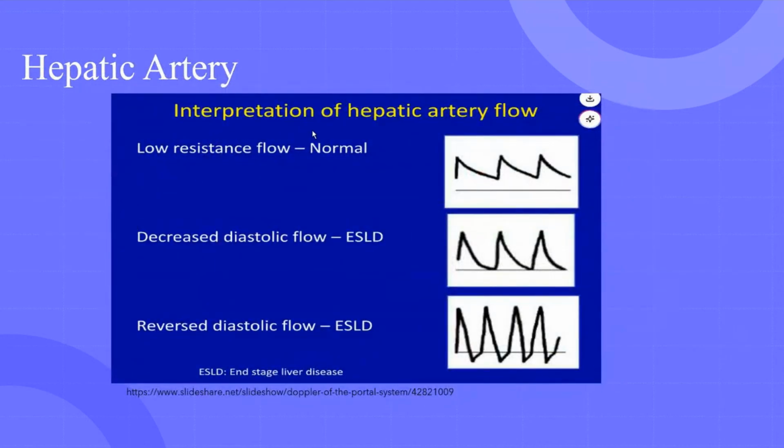Interpretation of the hepatic artery flow. This is the normal low resistance flow. Elevated RI with low diastolic flow can happen in end-stage liver disease. Furthermore, the diastolic flow can be reversed in some patients with end-stage liver disease.